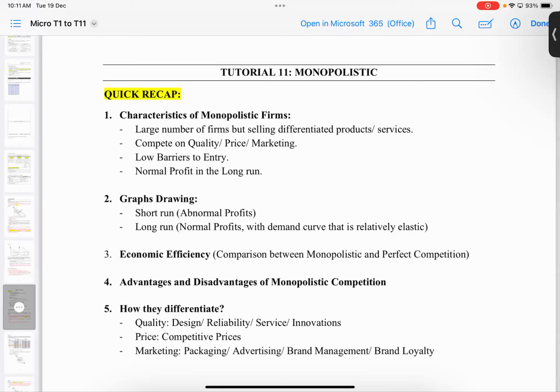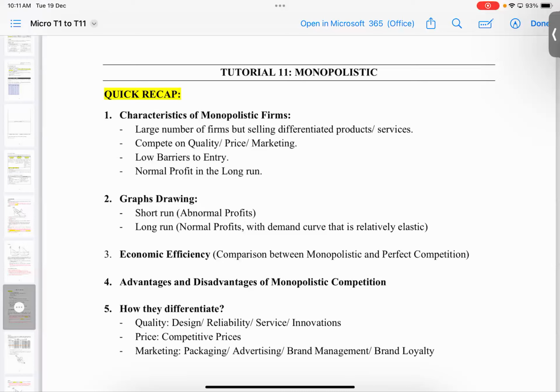Okay, let's begin our class today. Today we look into the topic of monopolistic competition, which is another market structure. As usual, before we look into the details of the market structure itself, we need to first understand the characteristics of the market structure.